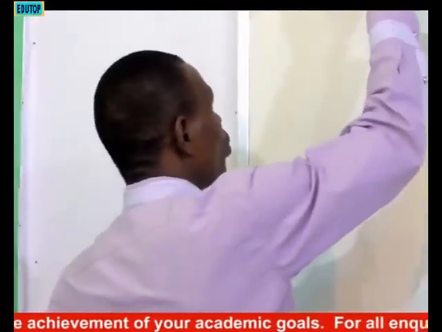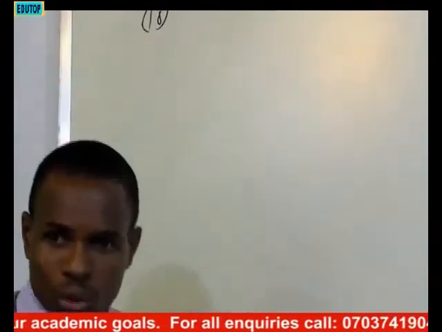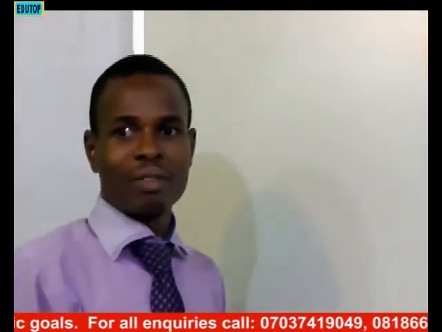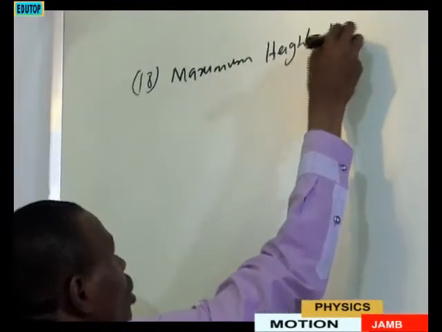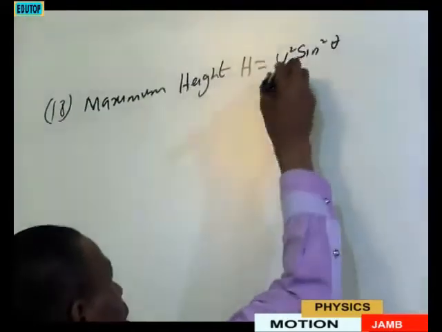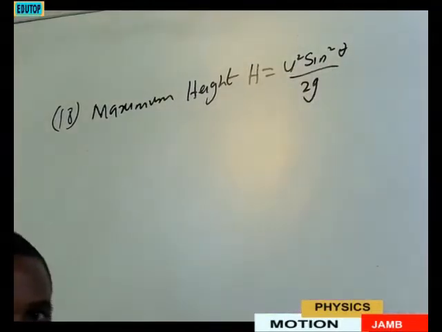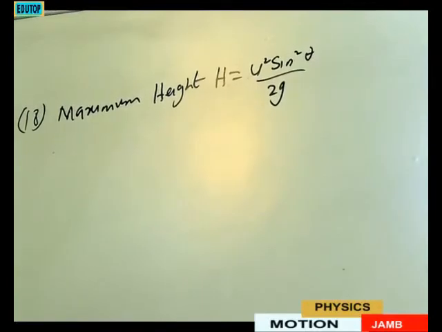The first thing you have to note about the projectile is about all the equations we use in projectile. We have something we call maximum height. We have another term we call time of flight. Then we also have what we call the range. But for the maximum height, h is equal to u squared sine squared theta over 2g. That's the equation for the maximum height.